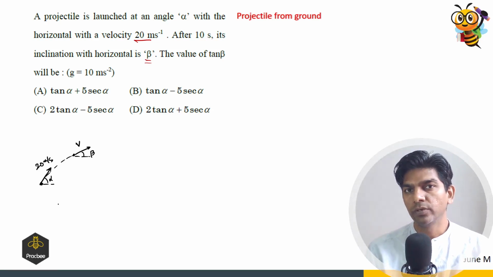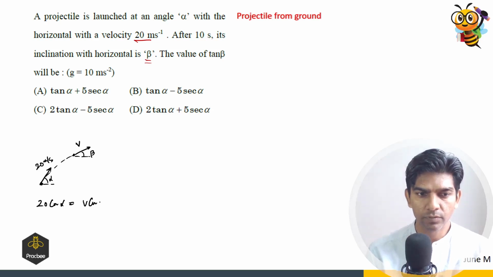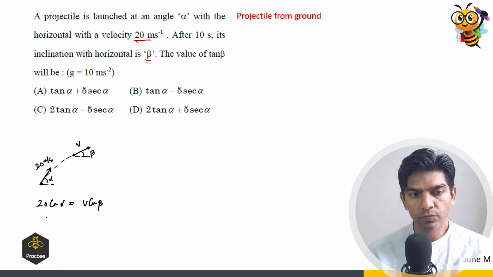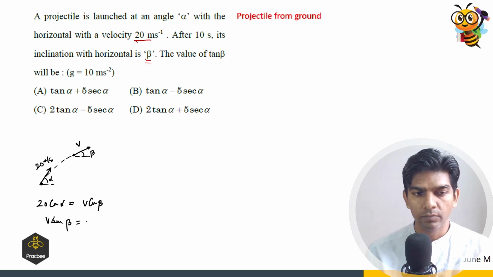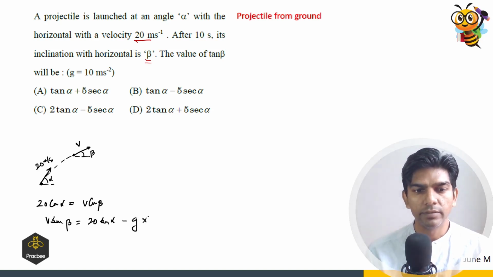So first of all, we know in the horizontal direction there is no acceleration. So 20 cos alpha should be equals to v cos beta. And in the y direction, and this happens after 10 seconds. So if you apply equation of motion in y direction, so vy, which is v sine beta, equals to uy, which is 20 sine alpha minus gt, and t is 10 and g is also 10. So this will become 100, right? 10 times 10.